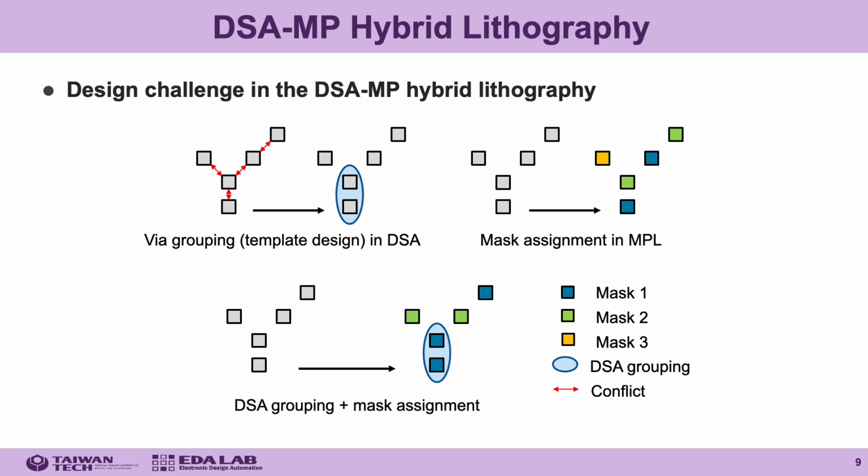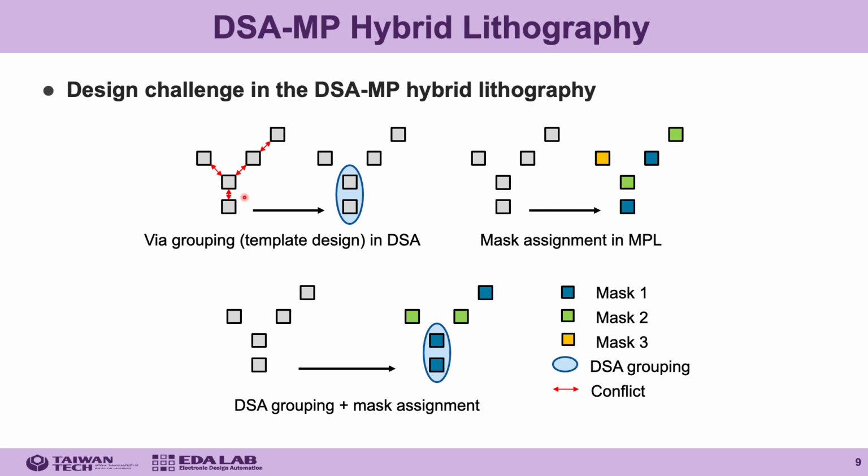The first one is to perform simultaneous guiding template design for DSA and template assignment for multiple patterning. Here is an example of 5 vias. An arrow indicates that the 2 vias cannot be fabricated with conventional lithography on the same mask.